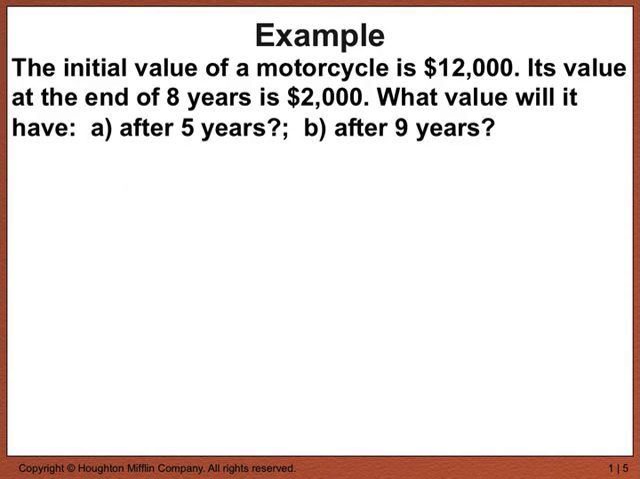Next example, the initial value of a motorcycle is $12,000. Its value at the end of 8 years is $2,000. What value will it have, A, after 5 years, B, after 9 years? Alright, again, you can do this on your own, but the general strategy is we can see that the motorcycle has gone down a certain total amount over 8 years. You want to find the amount that it goes down per year, and that'll be the key to solving this problem. So pause the video, do it on your own, and then resume when you have an answer.